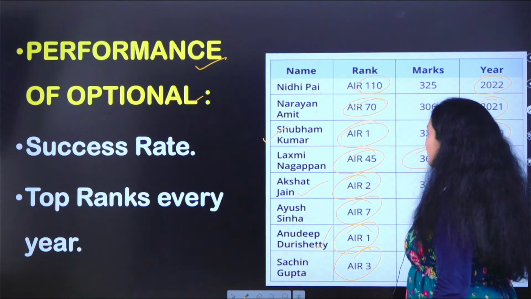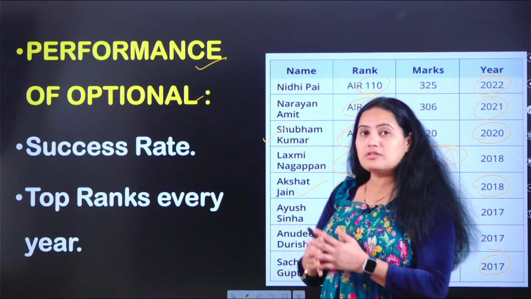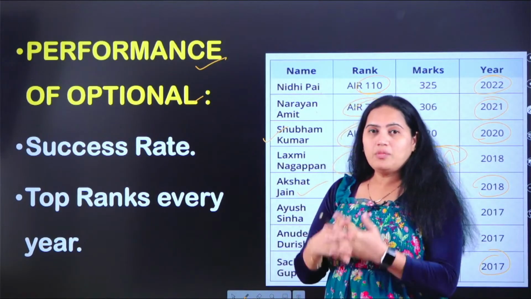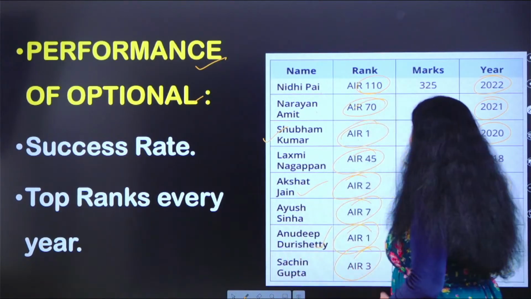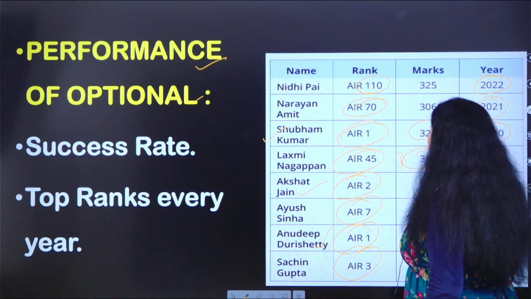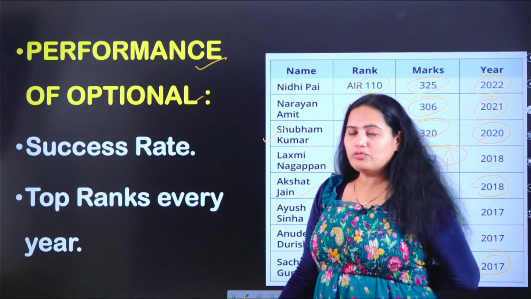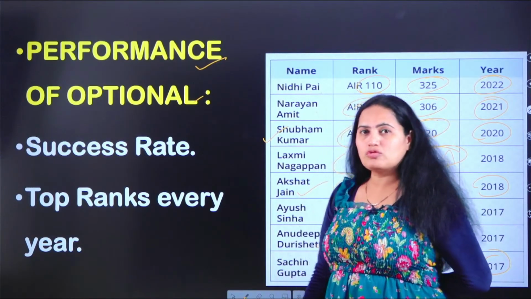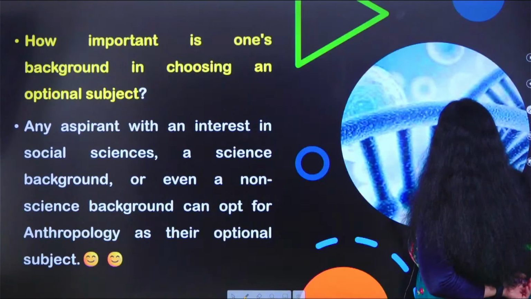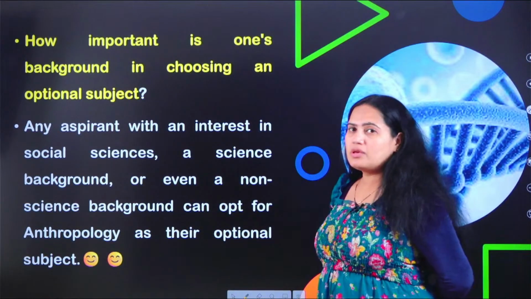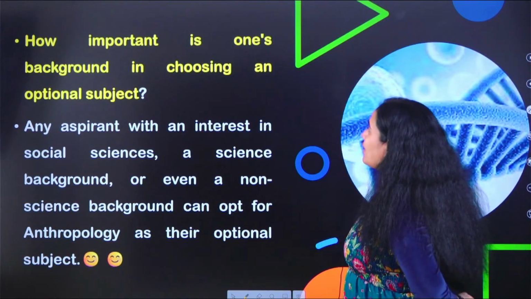Lakshmi Nagappan has scored 362. It is a very important score. 362 means a very high, the highest score. 320, 306, and next we see 325. That itself proves why anthropology is so scoring and why it is one of the happening subjects of the UPSC optional. And why is it so important?